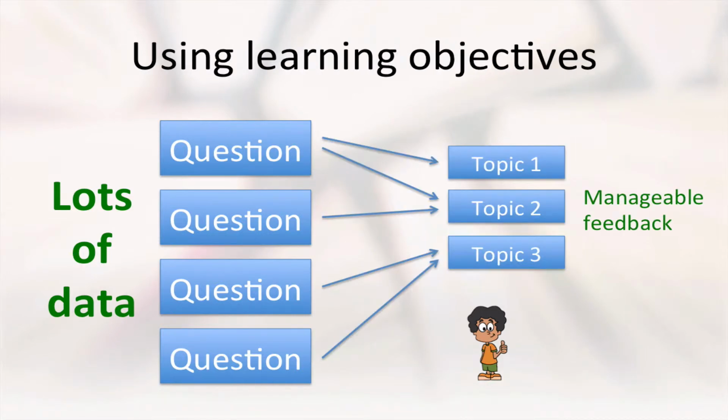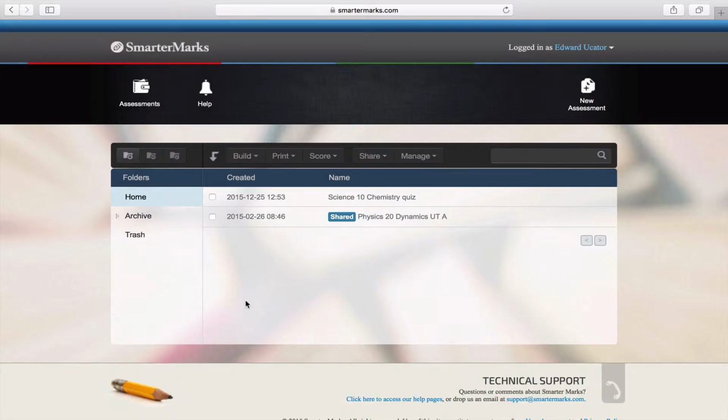Feedback based on learning objectives allows you to group questions by common topics, skills, or processes. It gives students a clear idea of where they excel and where they should focus on improving, and tells you which areas may need to be reviewed, and which can be used to help with that. Feedback on learning objectives is easy to include in a SmarterMarks assessment.